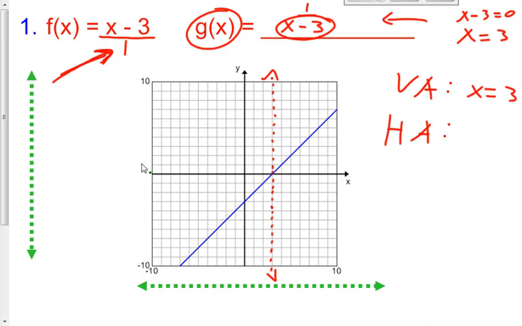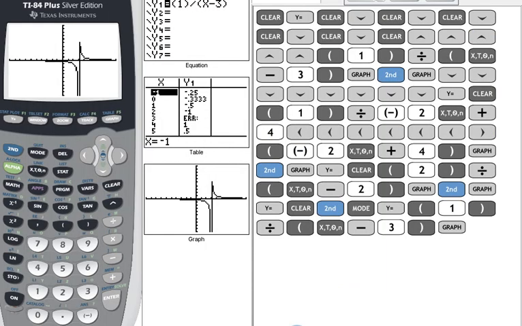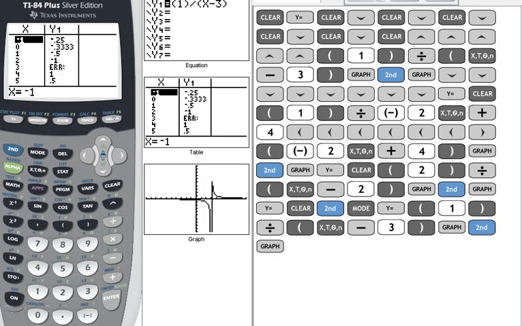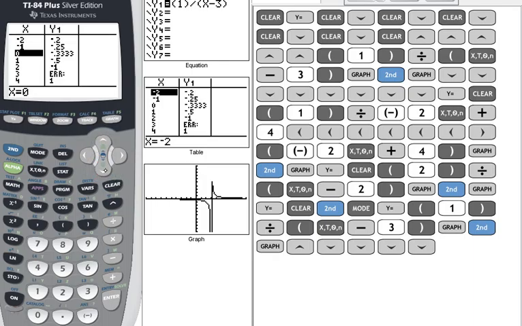So I'll put a dotted line at y equals 0. Now what we need to do is pick 2 points to the right of our vertical asymptote and 2 points to the left of our vertical asymptote. Once again, we do that in our calculator. We press second graph, which is our table. And our asymptote is at 3, right here. So 2 points to the left: we have 2, -1, and 1, -0.5.